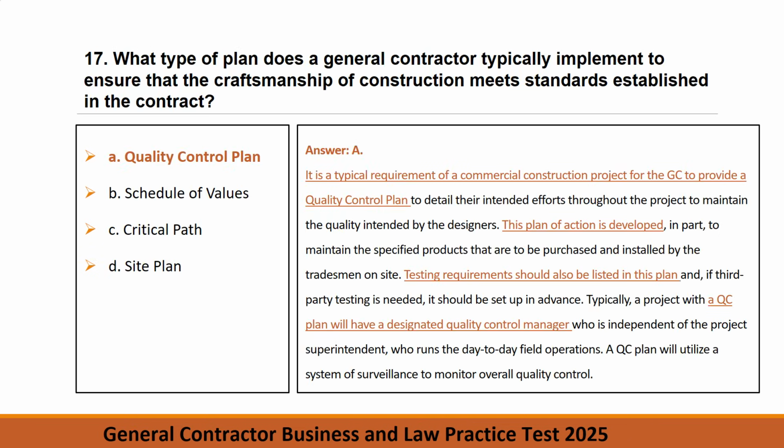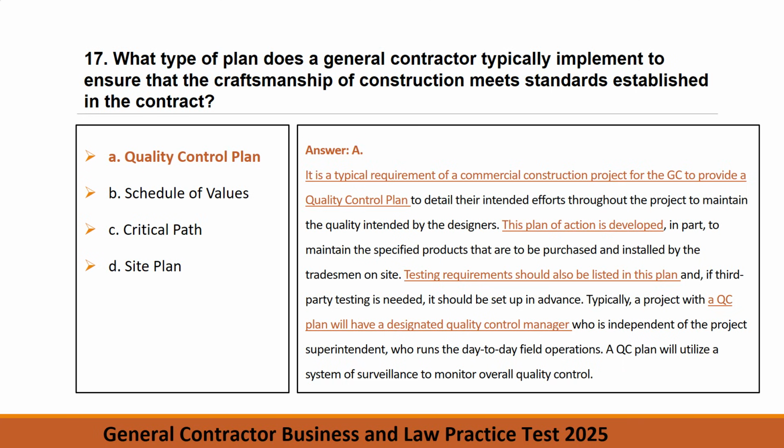Answer: A. It is a typical requirement of a commercial construction project for the GC to provide a quality control plan to detail their intended efforts throughout the project to maintain the quality intended by the designers. This plan of action is developed, in part, to maintain the specified products that are to be purchased and installed by the tradesmen on site.